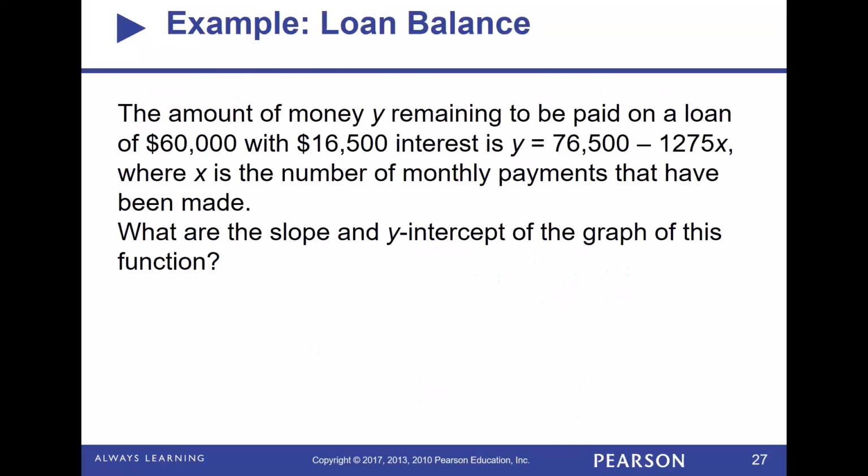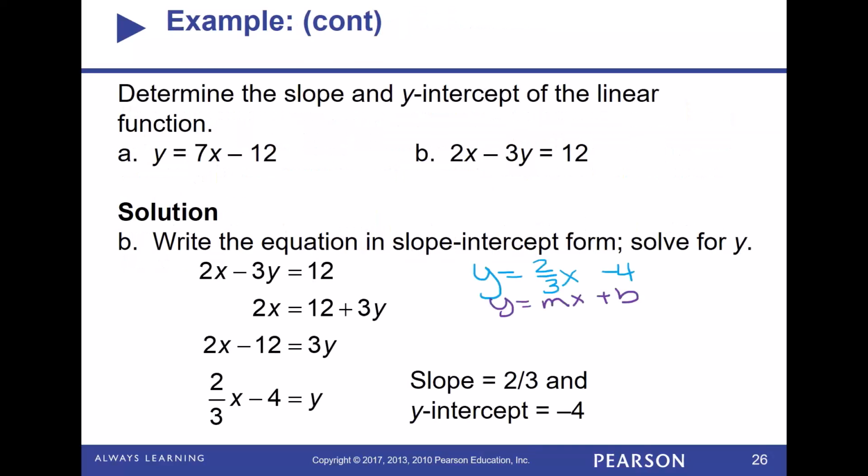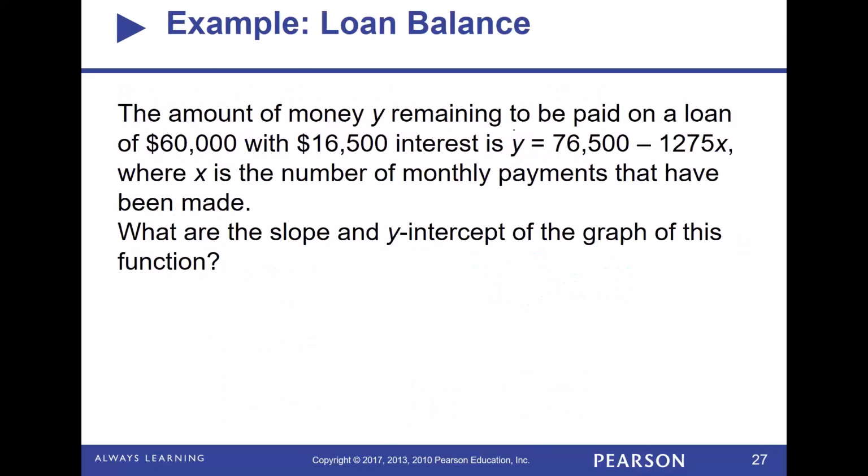What if it actually looked a little bit more like this and had a lot of words with it? So these problems here basically just gave the equation, right? This is more of a word problem style. So even if it's a word problem style, make sure that you're reading very closely any of the word problems. So the amount of money Y remaining to be paid on a loan of $60,000 with $1,650 interest is Y equals 76,500 minus 1,275X. Okay. Now, where X is the number of monthly payments that have been made, what are the slope and y-intercept of this graph?